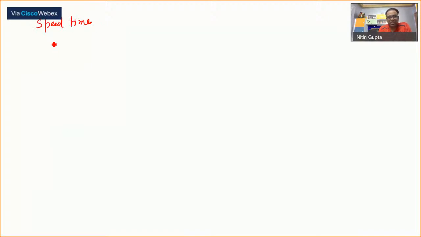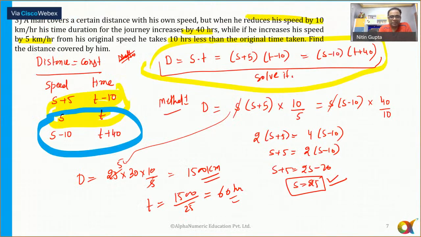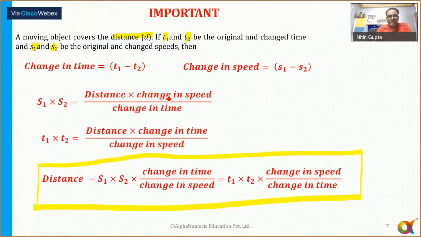Okay, Rishikesh, just here what I have done. Now, I hope that you have understood the formula which I have derived here. So I have just directly used this formula, nothing more than that. This is the formula which I have derived earlier: distance is always equal to the product of the two speeds into change in time upon change in speed, which is also equal to the product of the two times into change in speed upon change in time.